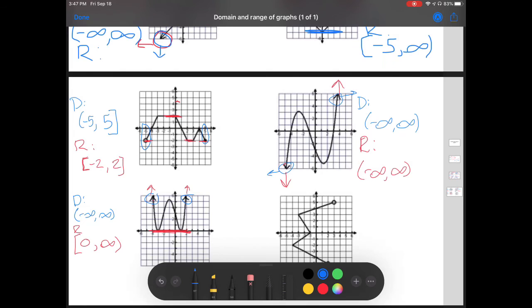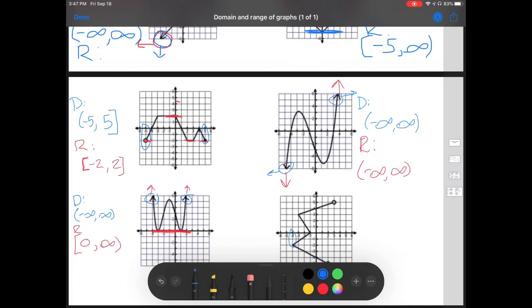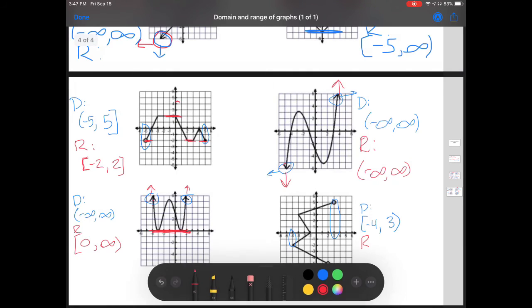And for the last one here, you see my left side is on -4. The right side is this 3, which is just an open circle, so we've got a parenthesis. The range, the bottom, see there is on -5 with an open circle. And the top is this other open circle, +5. So 2 parentheses for that one.